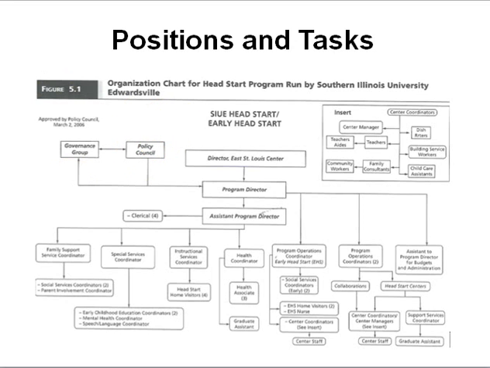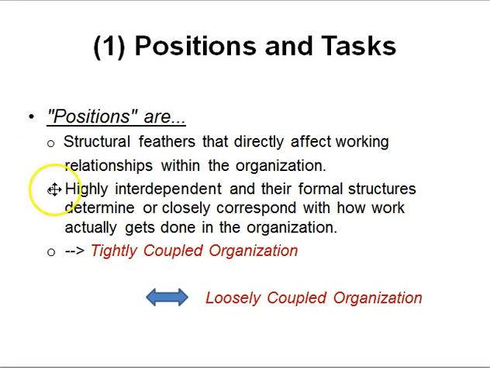When you read it yourself, you will figure out the details, and then again positions and tasks. Basically, positions means the structural features that directly affect working relationships within the organization. They are highly interdependent, and their formal structure determines or closely corresponds with how work actually gets done in the organization. So there are two different types of characteristics representing positions and tasks.